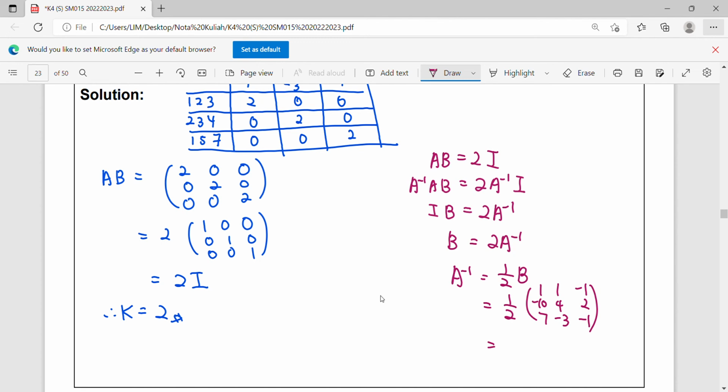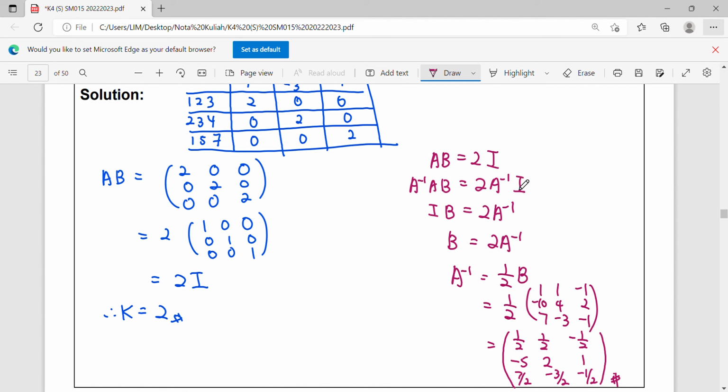Okay, so don't leave your answer like this. Perform this multiplication. This is scalar multiplication, multiplication with a number. Multiply it in. So this is how we get our A inverse using the properties method.